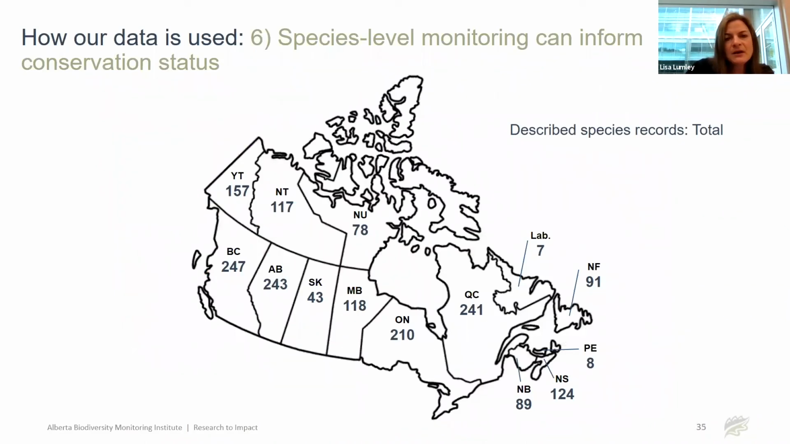Our data is also useful because it's at species level. It can be used for assessing conservation status, so looking at the general status of species across Canada. And here I wanted to point out, because we've been monitoring for 13 years, we're getting to a point where we're similar to other areas where a lot of work has been done by acarologists: BC, Ontario, and Quebec.